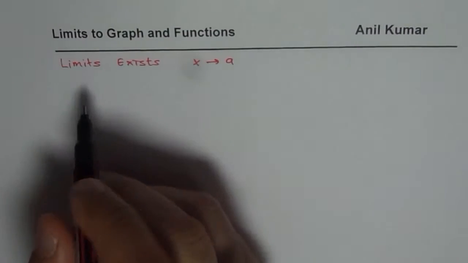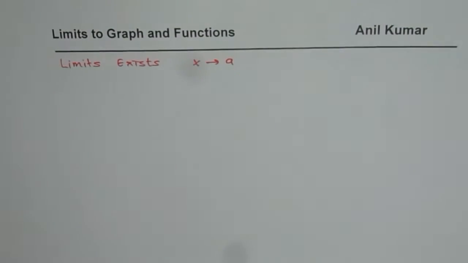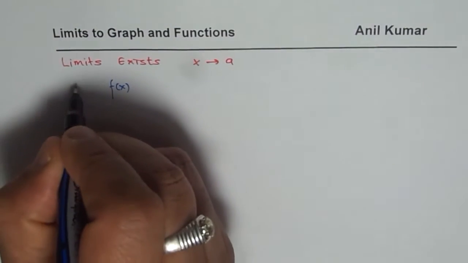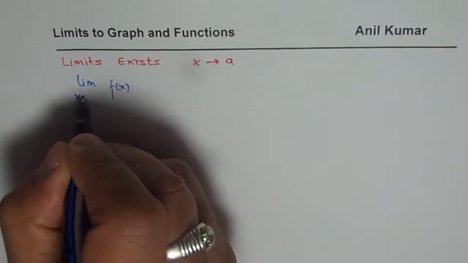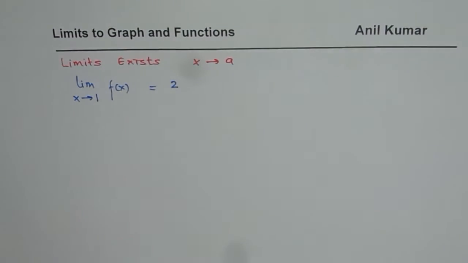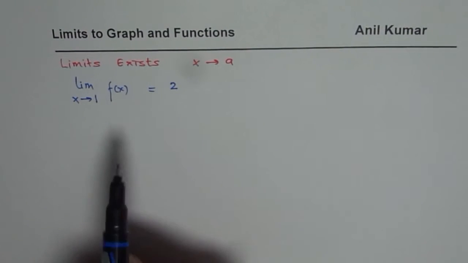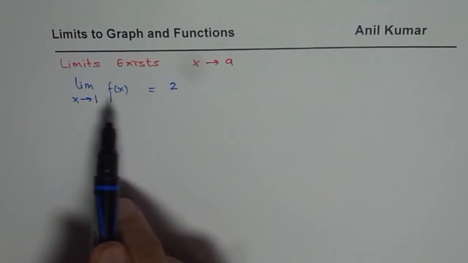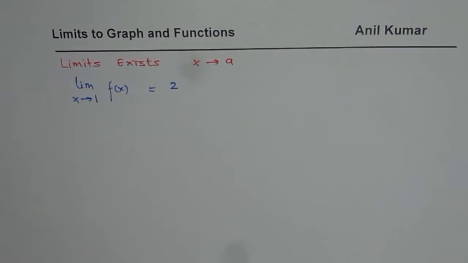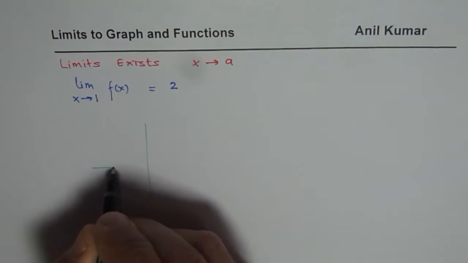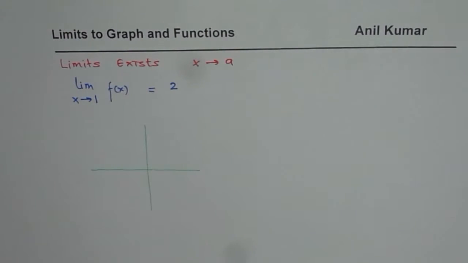Let us say that we have a function f of x whose limit exists as x approaches 1, and let us say the limit is 2. Now in such questions there could be two possibilities. One possibility could be that the value of the function is the same as the limit of the function. If that is the case, you will have a continuous graph. So we are considering two different possibilities here.